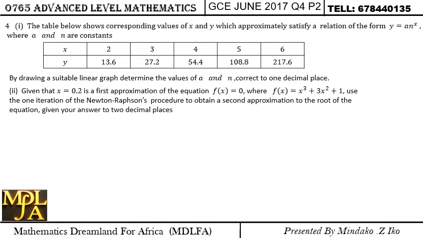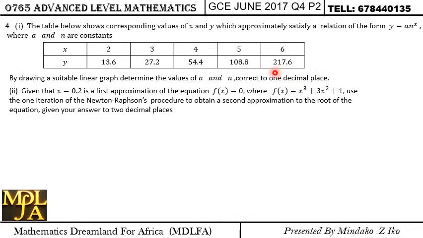Okay, so that is the question. The question reads: the table below shows corresponding values of x and y which approximately satisfy a relation of the form y equals a times n to the power x, where a and n are constants. So this is the table here. Our x values are 2, 3, 4, 5, 6, and our y values are 13.6, 27.2, 54.4, 108.8, and 217.6. By drawing a suitable linear graph, determine the values of a and n correct to one decimal place.